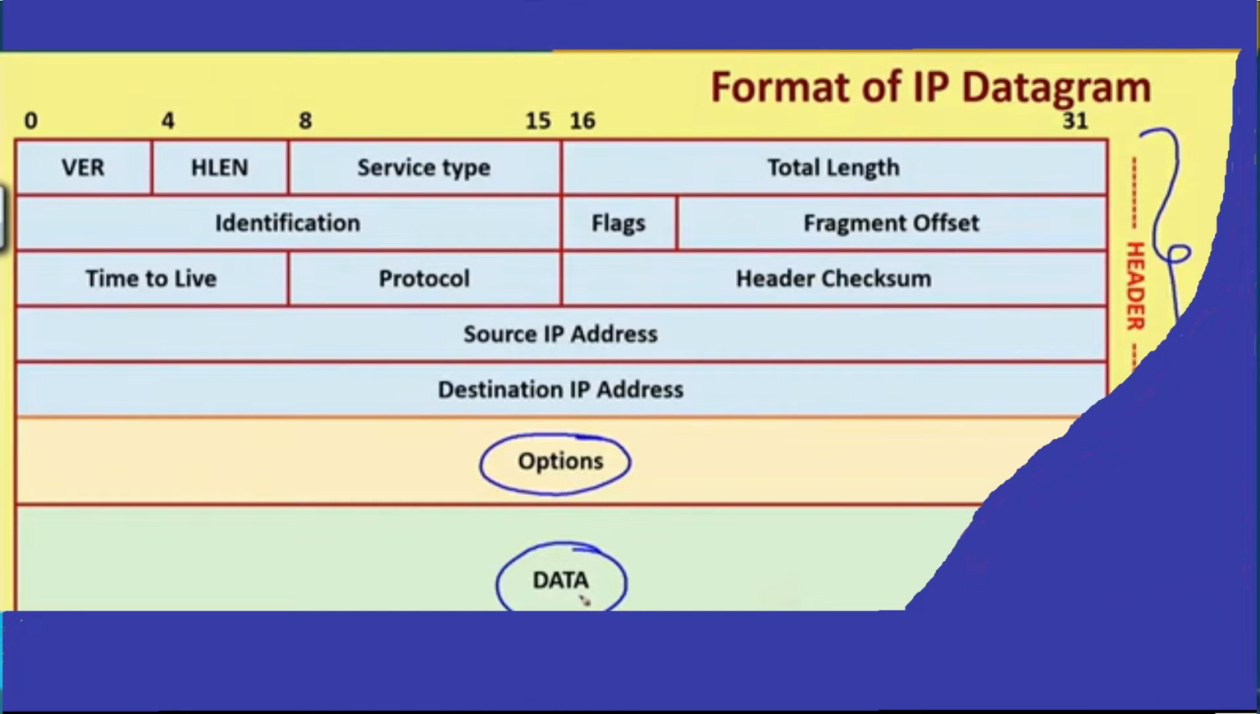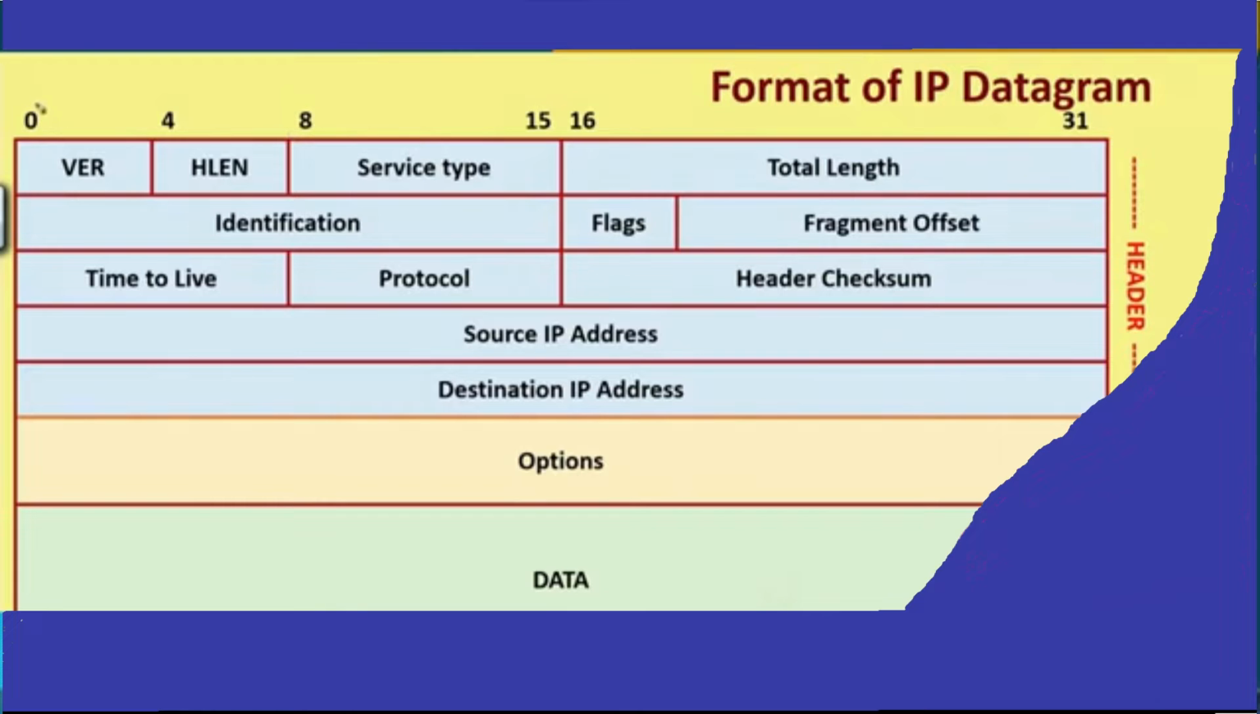Okay. Now, let us see what the fields are in the IP header. Let us look at it. The way I have shown this table is that you see these numbers on top, these are the bit numbers.